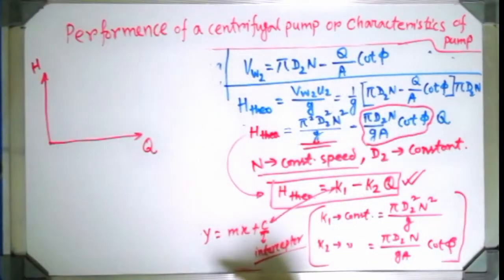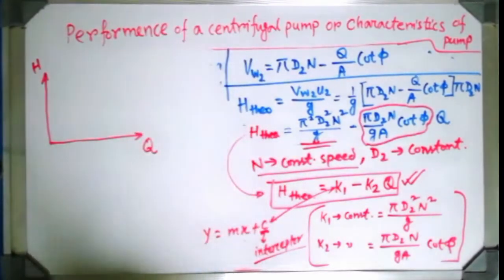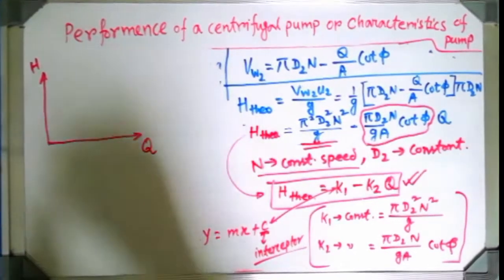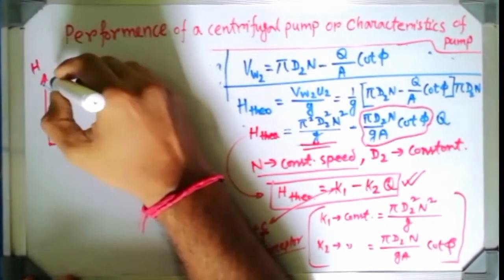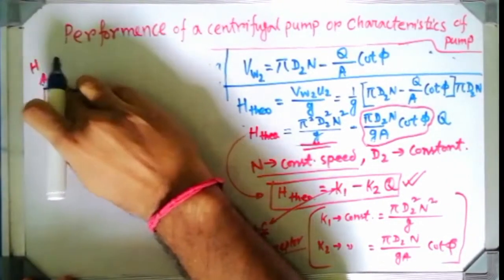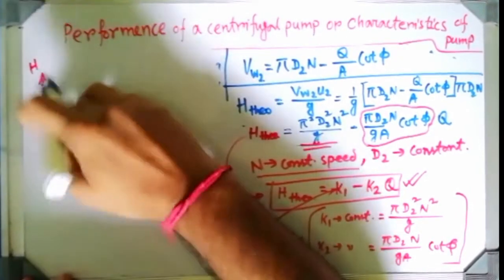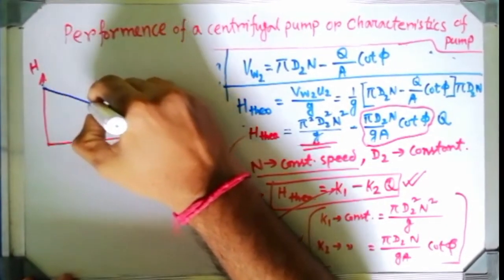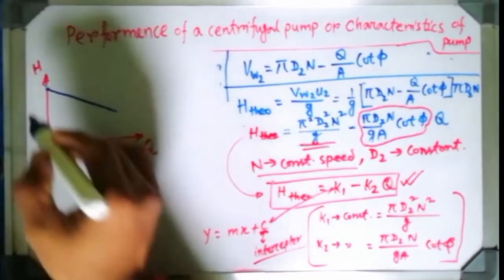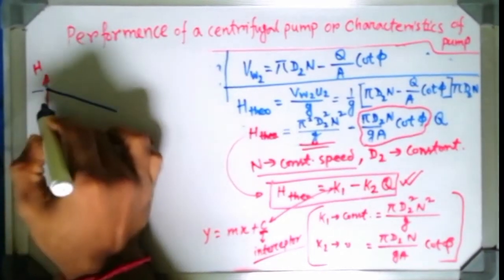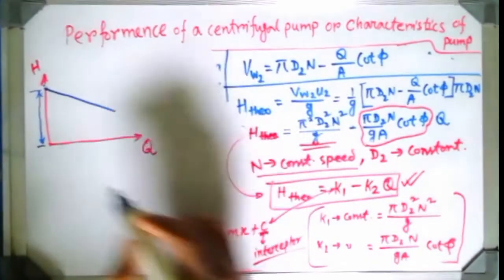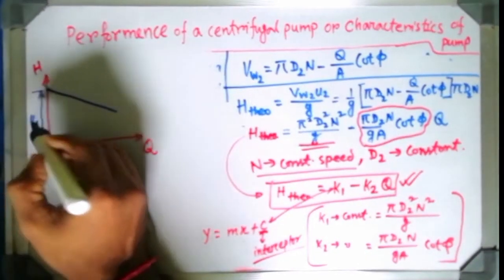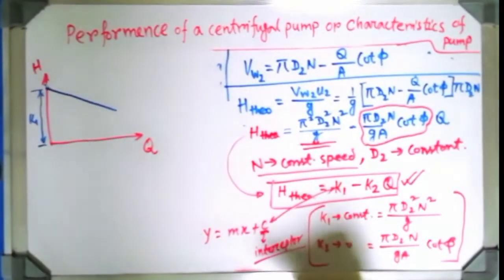Now how will that curve look? Obviously a minus sign is there, so our slope will be downward, like this manner. And this portion is nothing but, what is this portion? That is K1. Why is it K1? Because that is the intercept I am talking about over here.